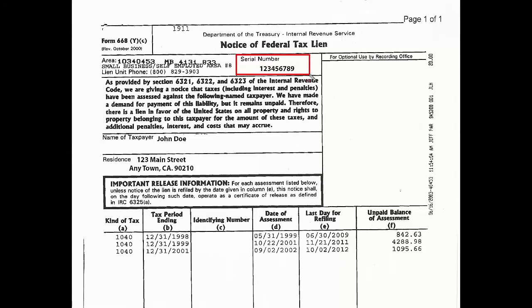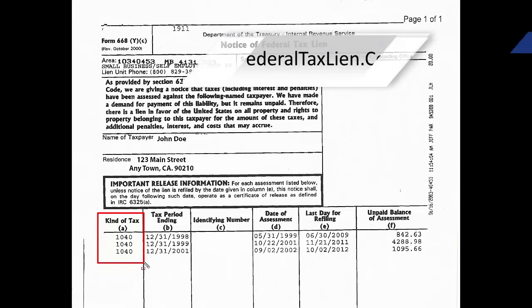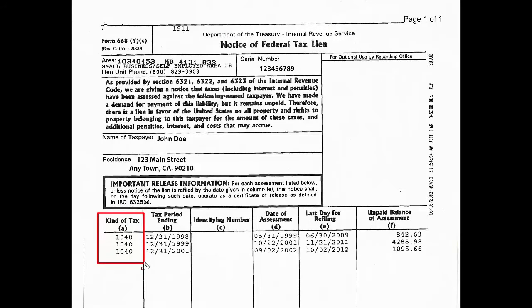The serial number is simply a unique identifier that can tell the IRS the information that's listed here on this notice of federal tax lien. Now the next thing you need to locate is the kind of tax. That's going to be this column here. The kind of tax column is going to list the type of form that you filled out that is related to the outstanding tax liability. As you can see in this example, the kind of tax for this federal tax lien is Form 1040.